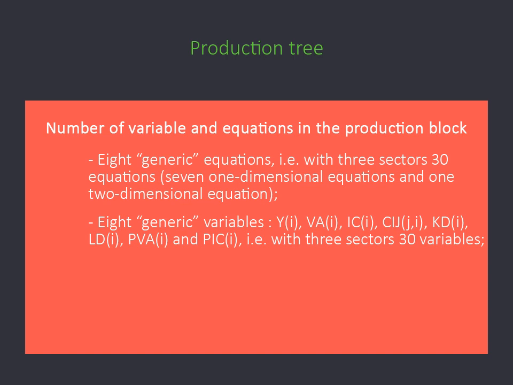And so with these 8 generic equations, I have in fact 8 generic variables. Y, the output in sector I, VA, the value added in sector I, IC, the total intermediate consumption in sector I, CIJ, which is the intermediate consumption of a good J in sector I, the demand for capital KD, the demand for labor LD, the composite price of value added, which is PVA in sector I, and the composite price of intermediate consumption, which is PIC in sector I. So with these 8 generic variables and with 3 sectors, we have 33 variables.